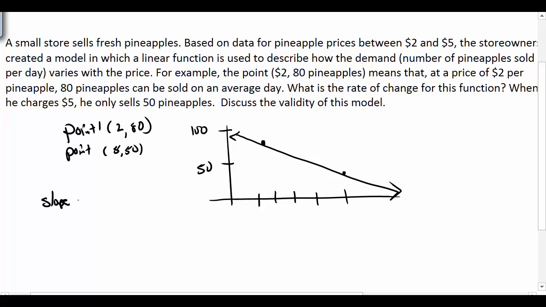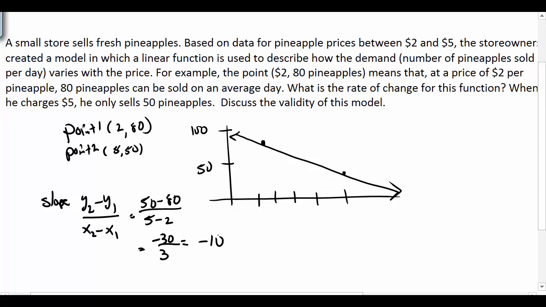So the slope is y2 minus y1 over x2 minus x1. I'm saying that my second point is the (5, 50). So 50 minus 80 divided by 5 minus 2. That's negative 30 over 3, which works out to be negative 10. So we have a slope of negative 10.